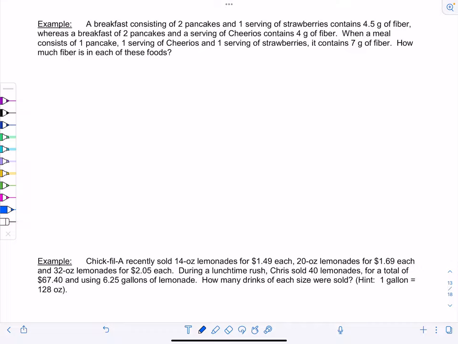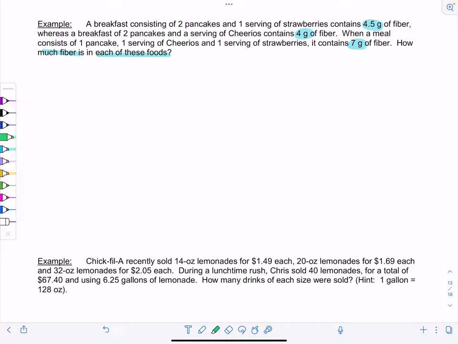Okay, so we're going fast. When a meal consists of one pancake, one serving of Cheerios, and one serving of strawberries, it contains 7 grams of fiber. How much fiber is in each of these foods? Okay, so that's what I'm interested in. I'm interested in how much fiber, and it looks like we're measuring our fiber in grams every single time.